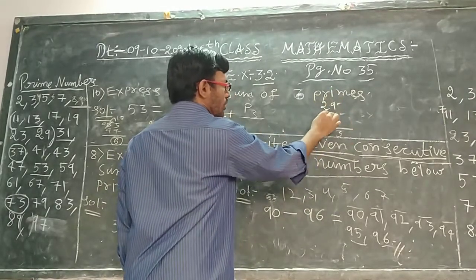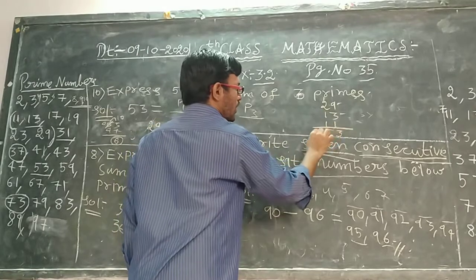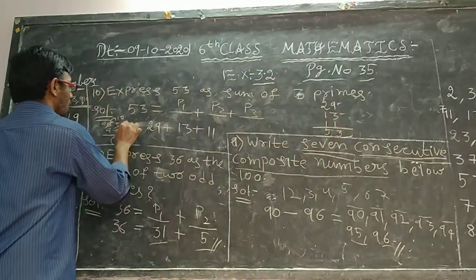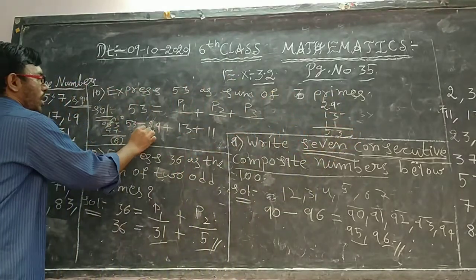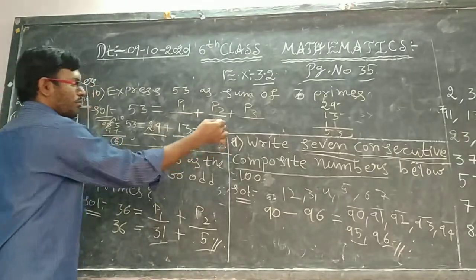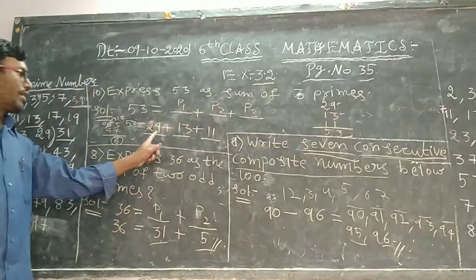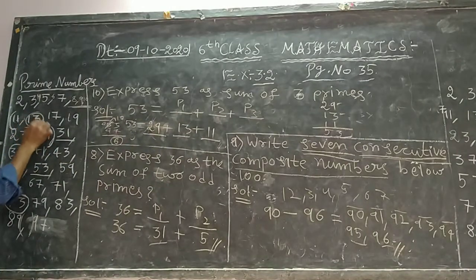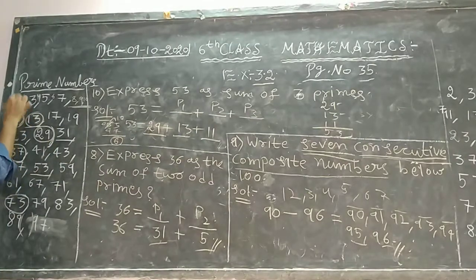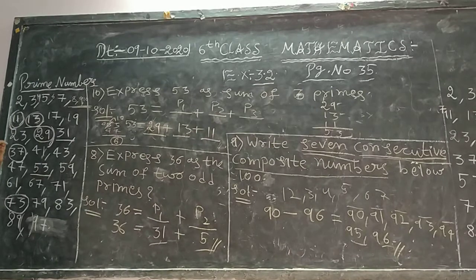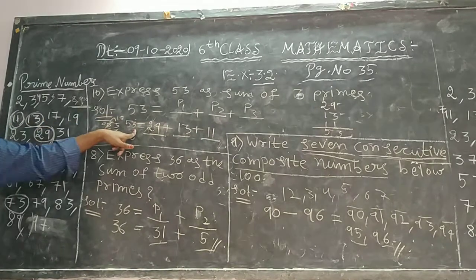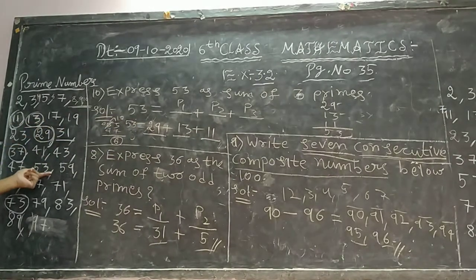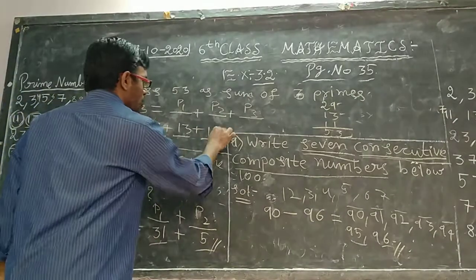So 53. What is the answer? I got 53 by adding 29 plus 13 plus 11. These 3 are prime numbers. So 29 plus 13 plus 11, by adding these 3 numbers I got 53. So the sum of 3 prime numbers is also equal to a prime number only, that is 53. Like this you are supposed to check.